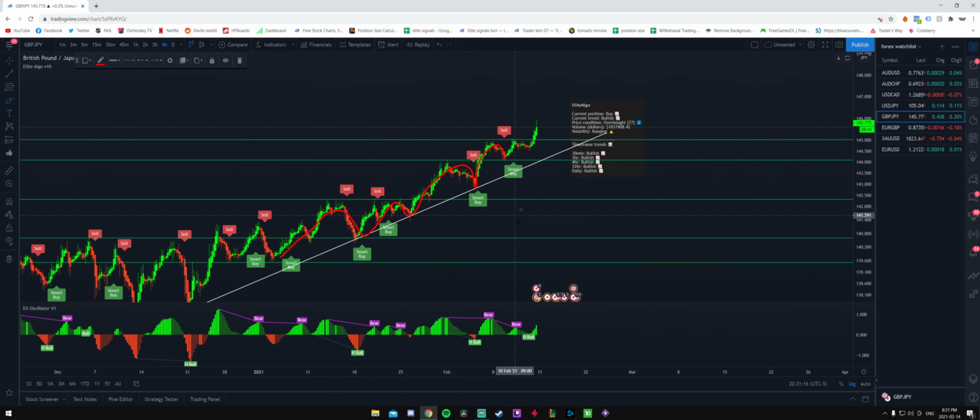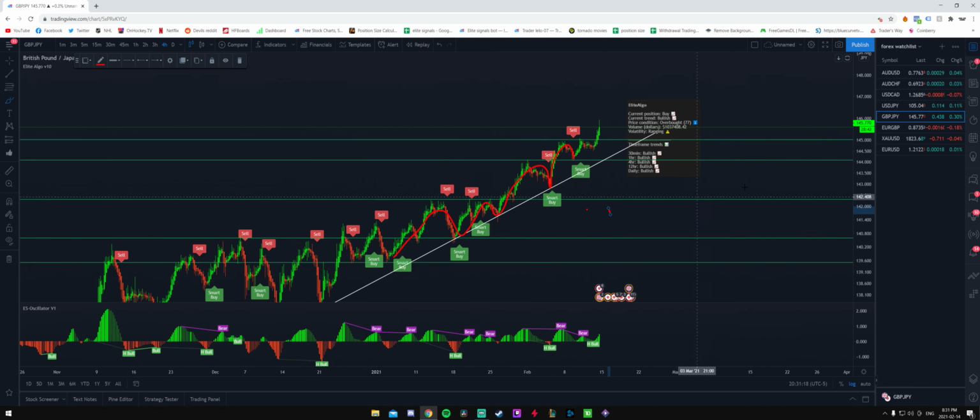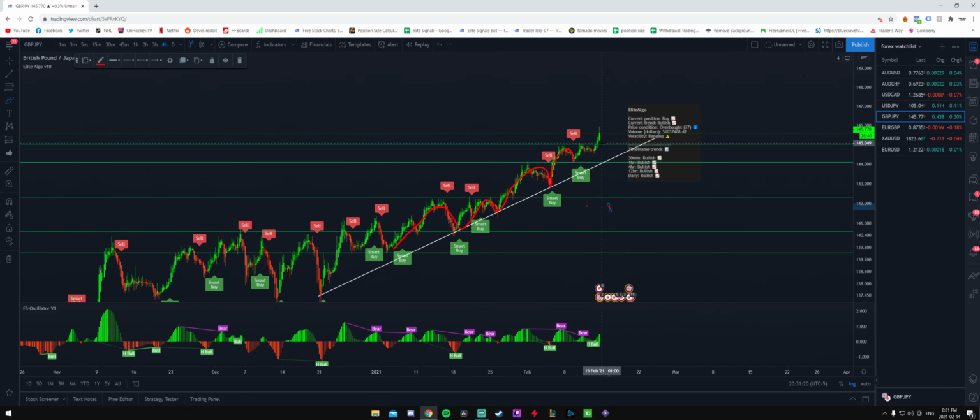So yeah, this is probably a good idea to just enter some buys on this one, but just wait for it to come back down and hit a support level and give you another buy signal, right? On the Elite Algo trading algorithm.